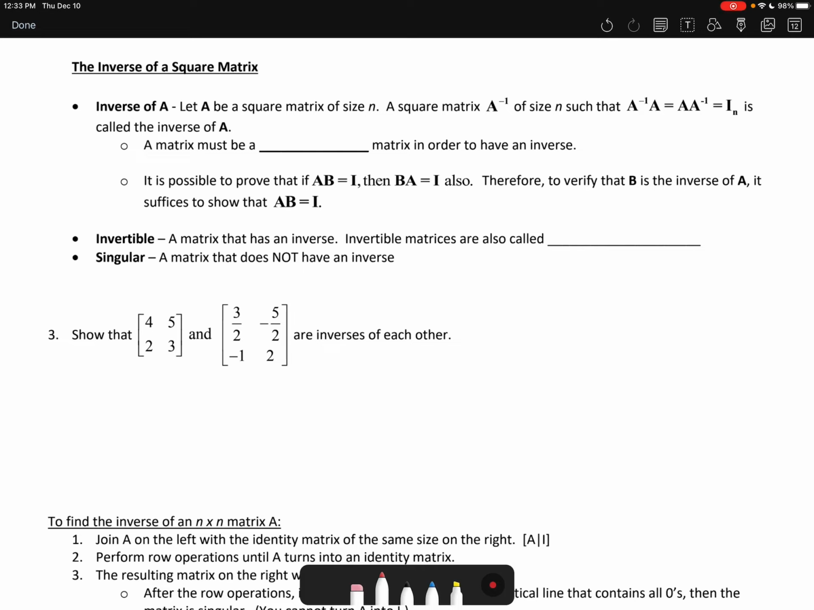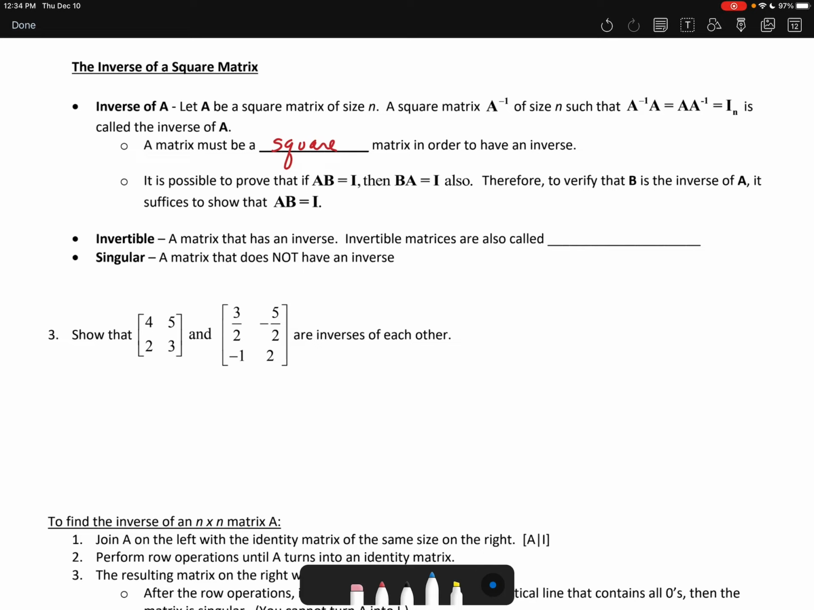So in order for a matrix to possibly have an inverse, it has to be a square matrix, first of all. If you have a 3 by 2 matrix, there's no way that that matrix has an inverse. And then what you have to show is that no matter what way you multiply it with its original matrix, you get the identity back.